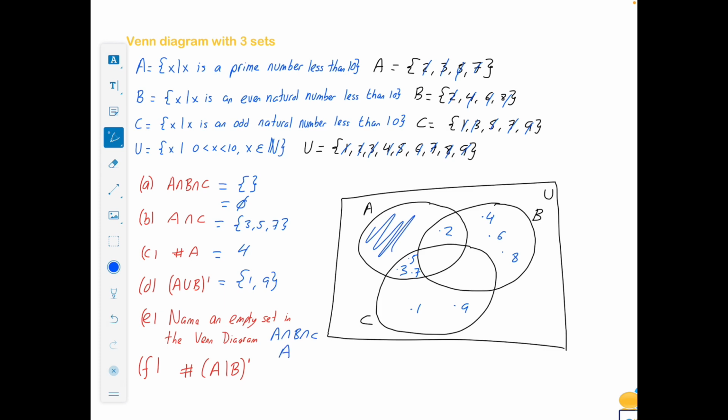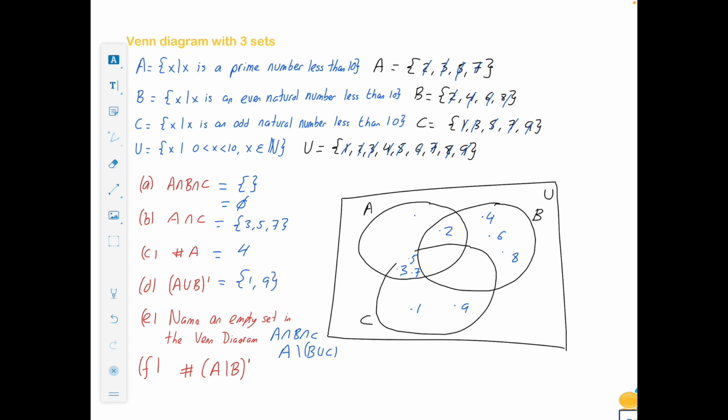Here is empty as well. Okay, what's that? That's A without B union C. Okay, kind of a tricky one to name, but it's A without B union C. Okay, and then the last section is the cardinal number of A without B complement.